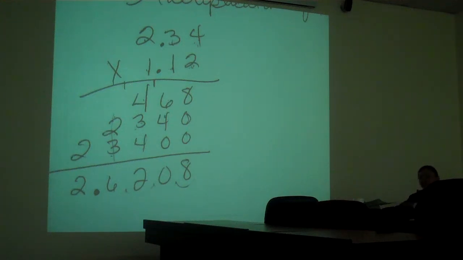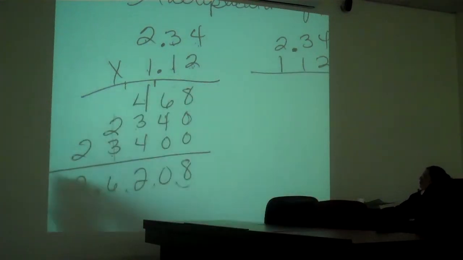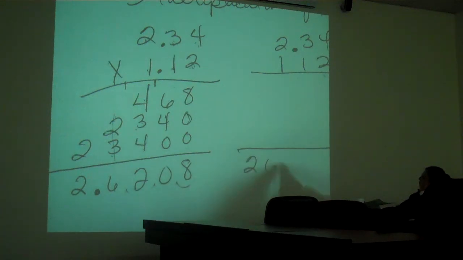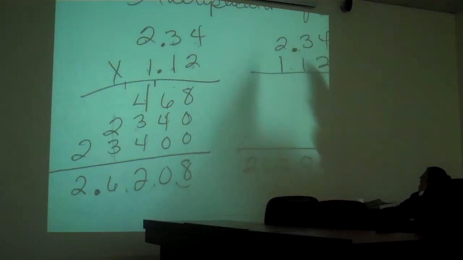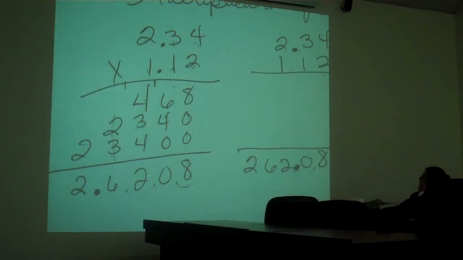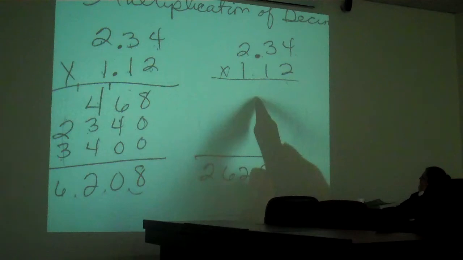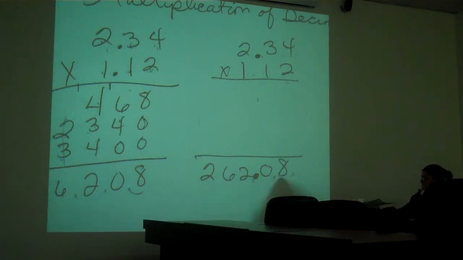If only one number has decimals, say you had 2.34 times 112, all of this part's going to be the same. You still do the same multiplication, so you're still going to have the same numbers down here. But if there wasn't decimals here, you only had to move it back twice. So you just move it back to right there. It's the same numbers as this, so it has the same work here. You just had 2 numbers here, so you only moved it twice. Everybody see that? Okay.